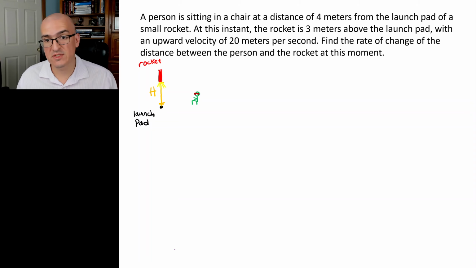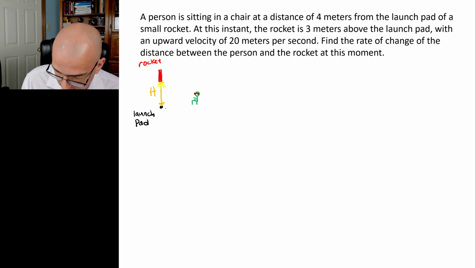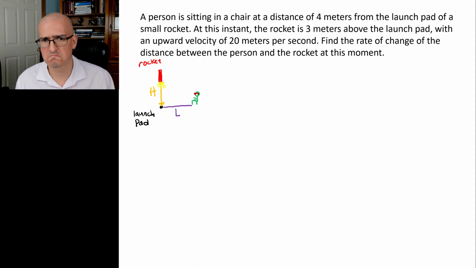Okay, now I'm going to label the distance between the person on the launch pad and the rocket, and give that a label. I'll call it L for length. You could call it G for ground. Doesn't matter. Make a label.